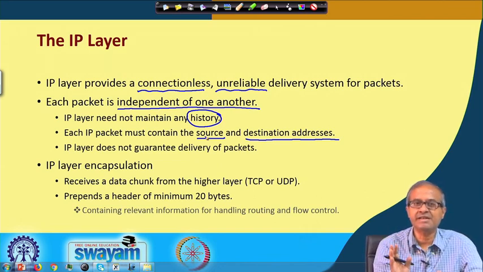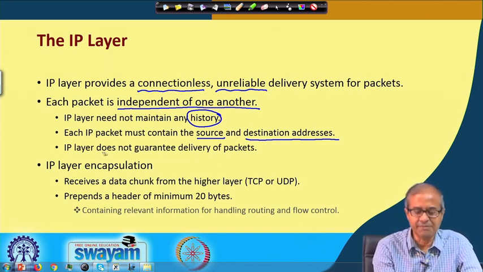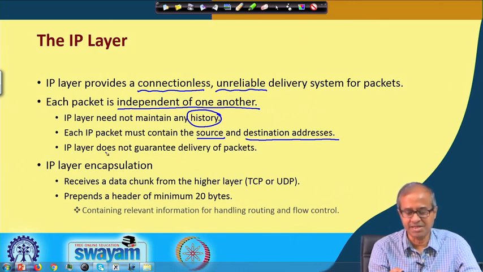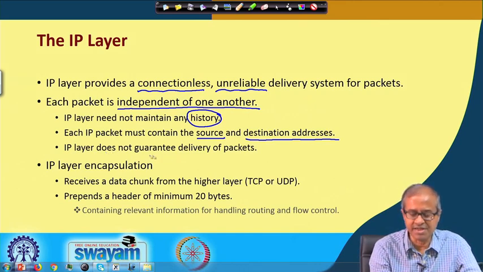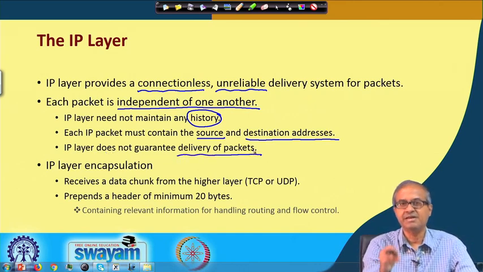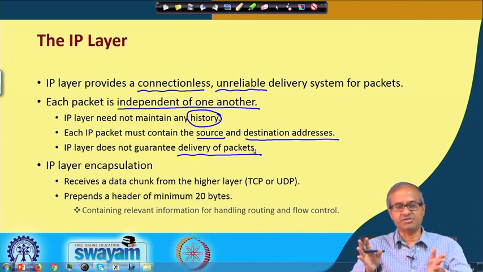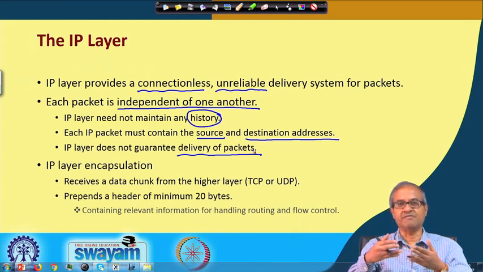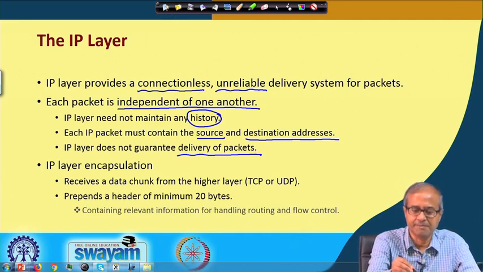And just like a datagram service, the IP layer does not ensure reliability and it also does not guarantee delivery of packets. Some packets might get lost. In addition, I told you duplicates might get generated, and packets may also get delivered out of order. So, all these things can happen.